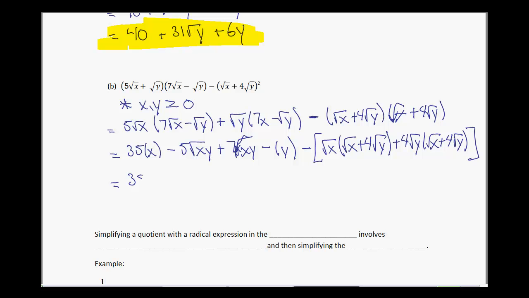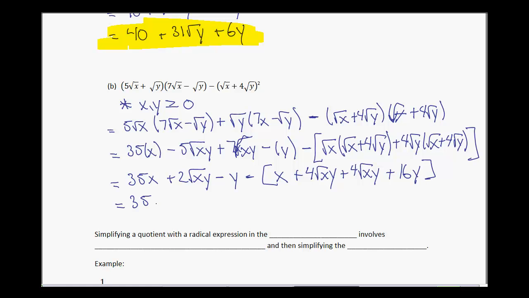Going ahead and simplifying more, we get 35x. Collecting like terms, we get plus 2 root xy here, minus a y. Simplifying this, we get x plus 4 root xy plus 4 root xy plus 16y. Now we have to distribute that negative there, so all this remains the same, and we get negative x minus 8 root xy when we collect like terms, minus 16y.